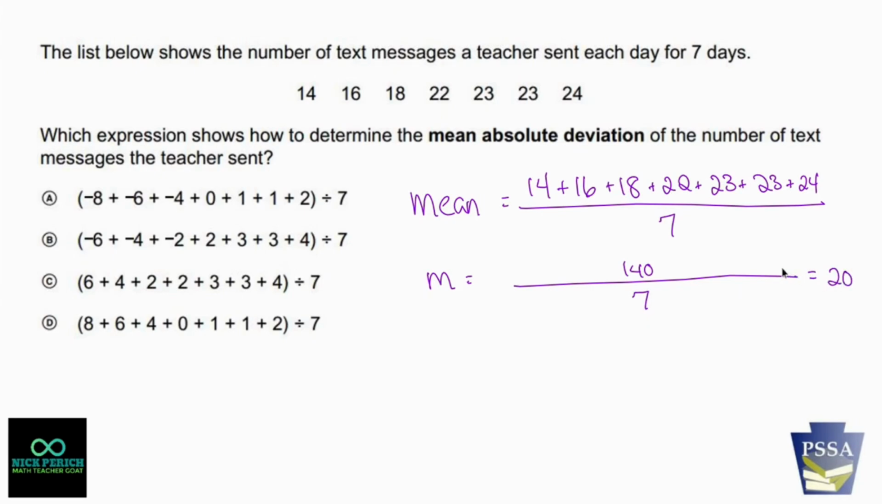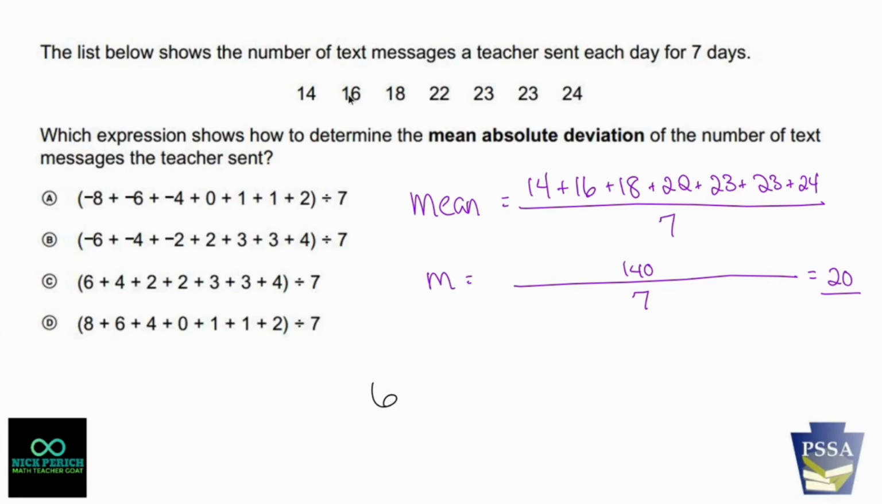All right, now what you do is you take that 20 and you subtract these numbers from 20, okay? Or subtract 20 from these numbers. It doesn't matter. The goal of the mean absolute deviation is to get positive numbers only and then divide that by 7. So, whether you're doing 14 minus 20 or 20 minus 14, it doesn't really matter. So 20 minus 14 is going to be 6. Just make sure you make it positive.